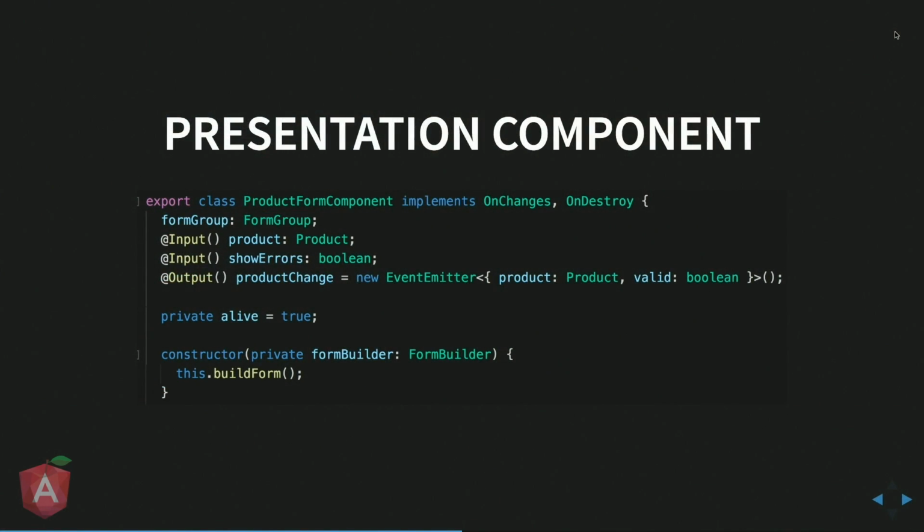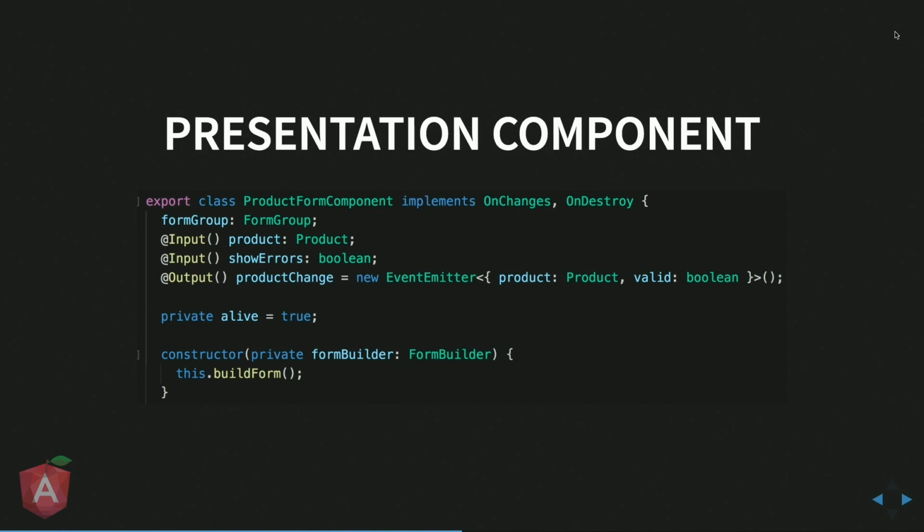So on the presentation, like I said earlier, we've got our form group, we've got a couple of inputs, and we have one output. So our inputs are for our products, and another one called show errors. I usually don't like to show validation until they've clicked a save button or whatnot, and so once they've clicked save, I'll set show errors, and then we'll show validation and whatnot. And then on the output, any sort of product change, we want to be able to emit that back up. We want to emit the product and whether or not it's valid or not.